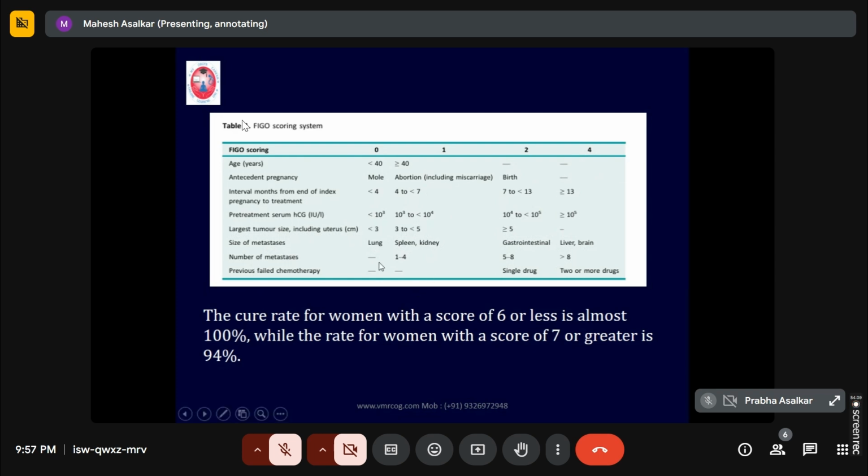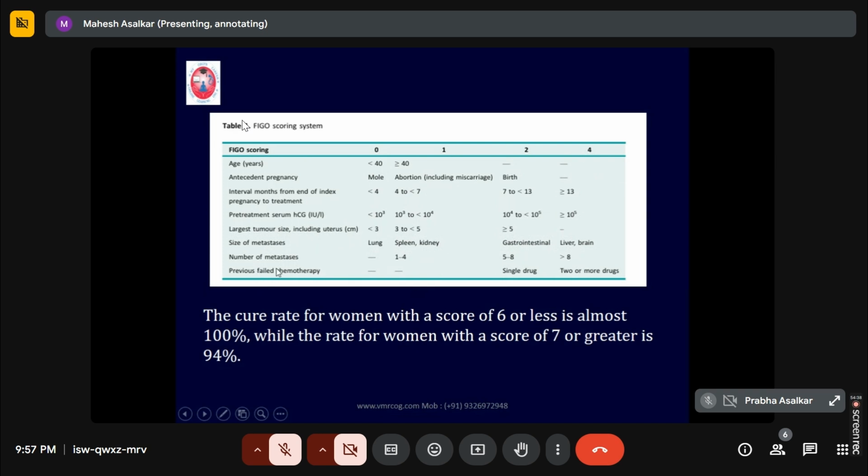Then number of mets. If there are 1 to 4 mets, then the score is 1. If there are 5 to 8 mets, then 2. And more than 8, remember, 8 is included here but 9 is included in the next. If you find 9 mets, it will have a score of 4, but 5 to 8 will have a score of 2. Then previous failed chemotherapy can have either a score of 2 or 4.